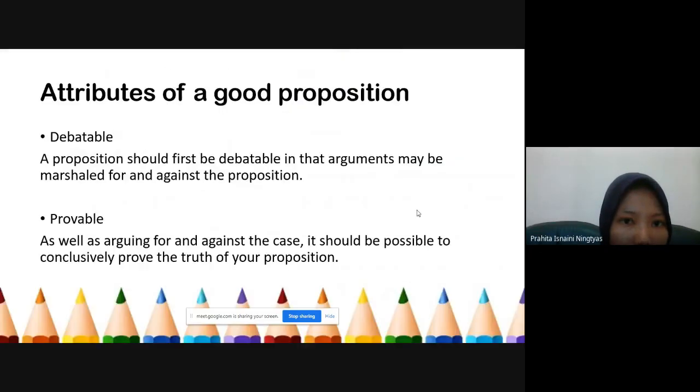The attributes of a good proposition: there are two, debatable and provable. Debatable: a proposition should first be debatable, in that arguments may be marshaled for and against the proposition. And provable: as well as arguing for and against the case, it should be possible to conclusively prove the truth of your proposition.